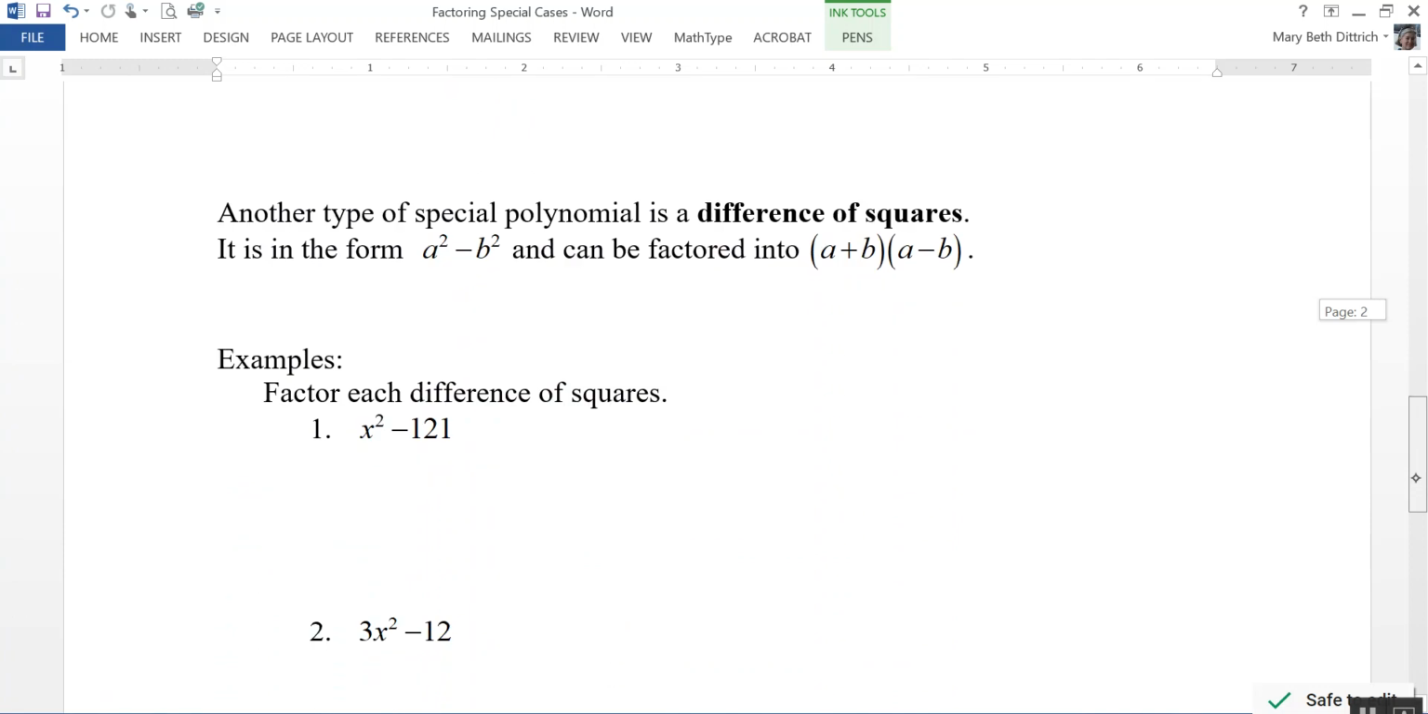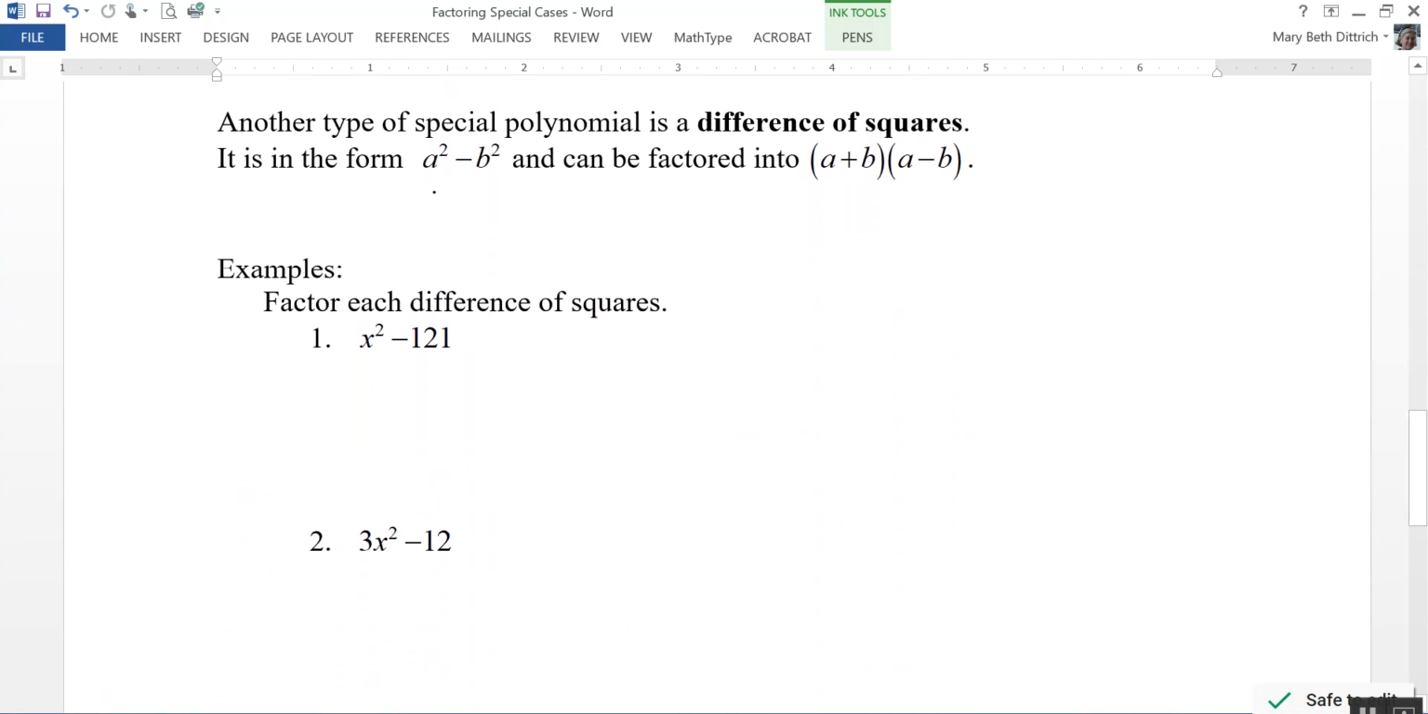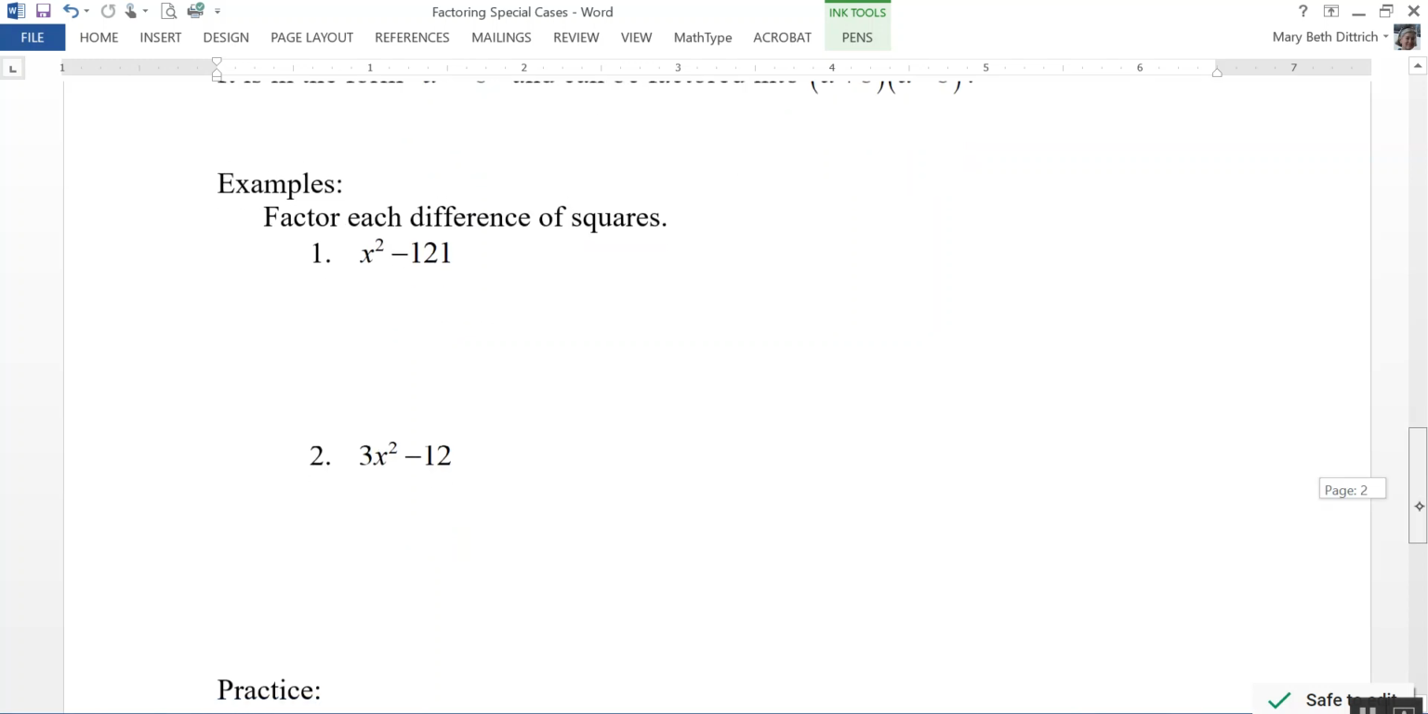The other type of special polynomial I'd like to talk about is called a difference of squares. It's in the form of a squared minus b squared. Notice this is a difference, or subtracting two squares. A squared is a square, b squared is a square, and you're subtracting them. This factors into a plus b times a minus b. So let's take a look at a couple examples here.